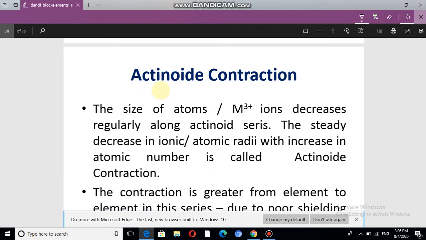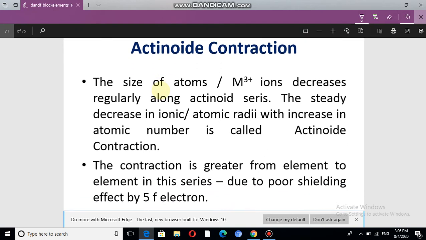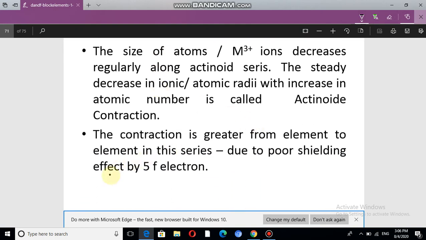Actinoid contraction, like lanthanoid contraction, is also the decrease in size when we move across actinoids. But one thing is asked: why is actinoid contraction greater than lanthanoid contraction? The answer is that the poor shielding effect of 5f electrons is more than the poor shielding effect of 4f electrons. Therefore, actinoid contraction is always greater than lanthanoid contraction.